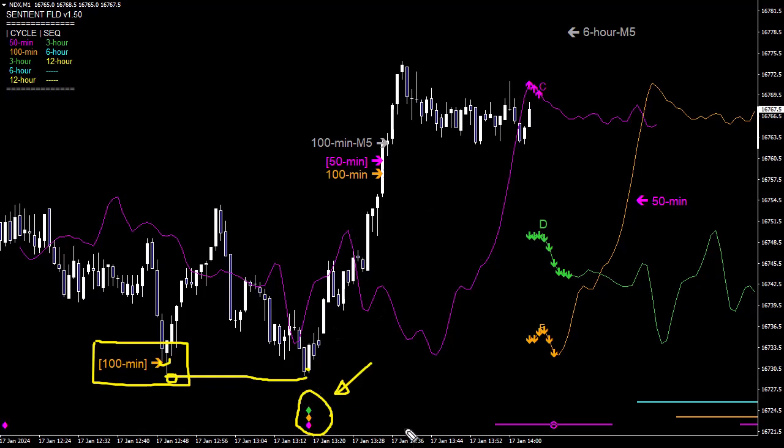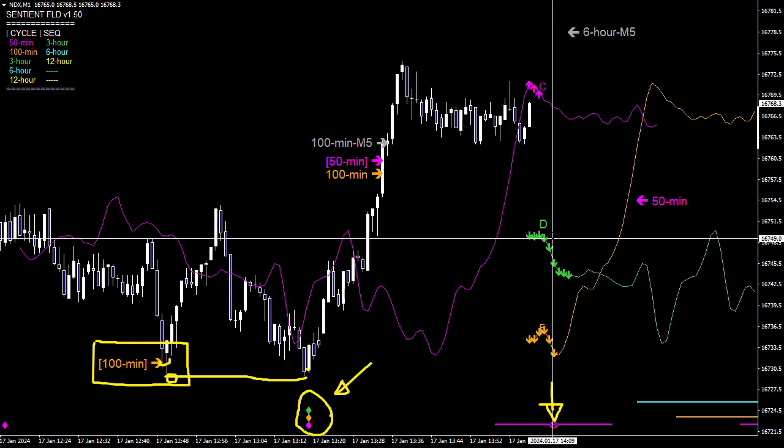But the important message that we see on this chart in terms of the diamond notation is that we have a 50-minute cycle trough that is expected about over here. Let's just see where that is. It's pretty much about now. It's in a few minutes from now.